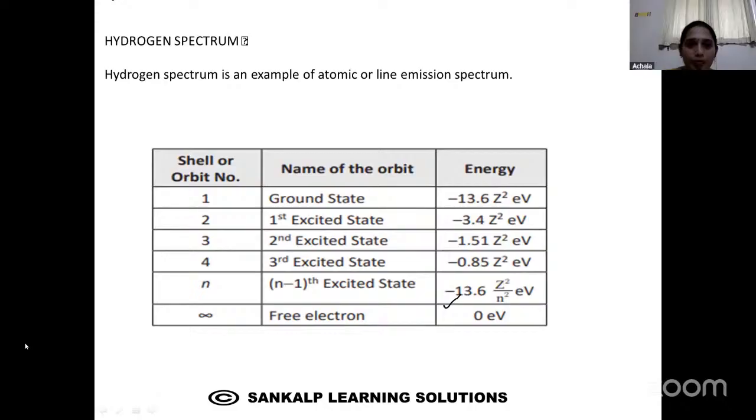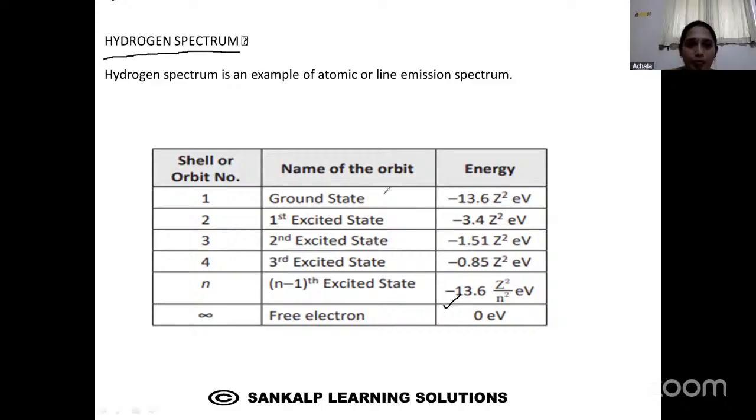What is hydrogen spectrum? The spectrum observed by hydrogen is called hydrogen spectrum. When electrons in the hydrogen absorb some energy, and while emitting back, they emit energy in the form of radiation of different wavelength or frequency range, that we call hydrogen spectrum.